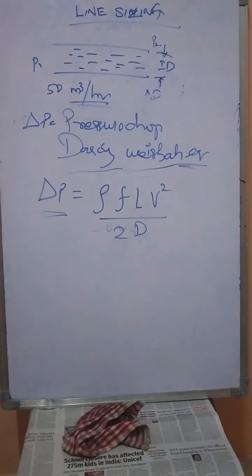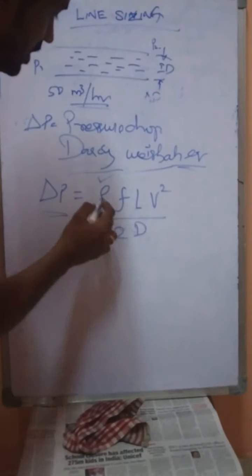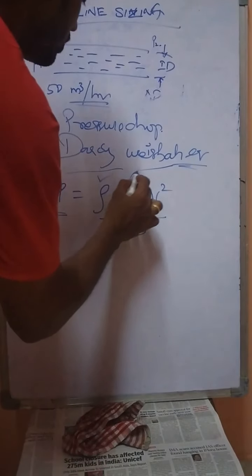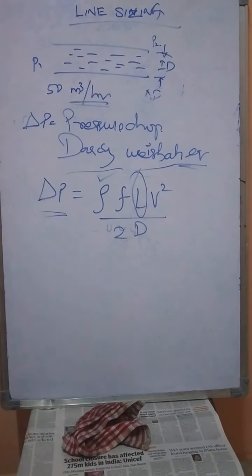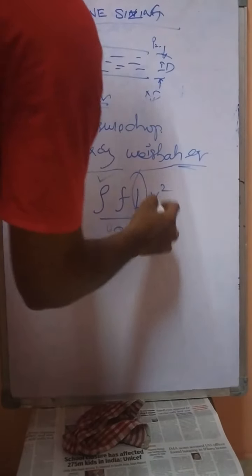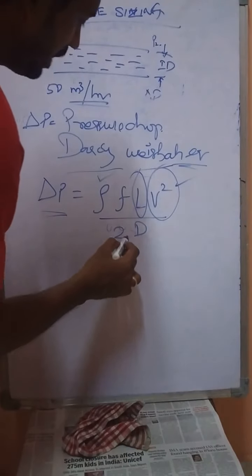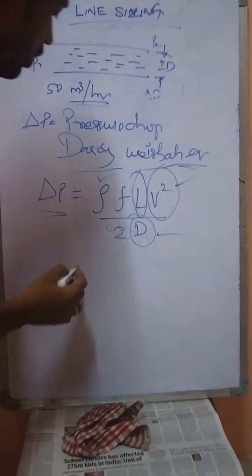For finding this, we can get the density easily. We can find the length also, the length of the pipeline, that is given by the requirement. We know the velocity, which is already taken, and the diameter we found out. So the only thing we have to find out is the friction factor.